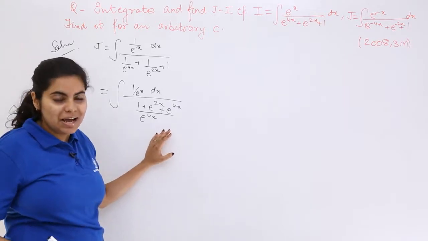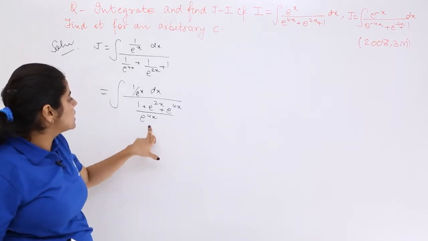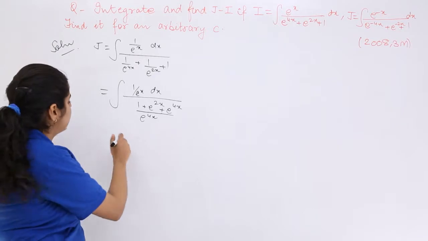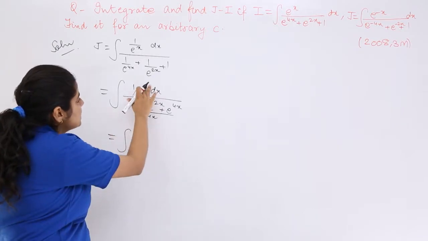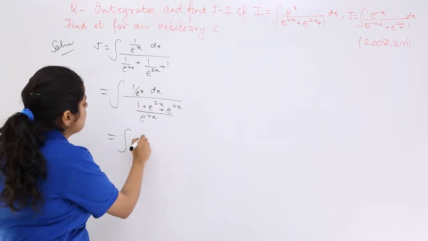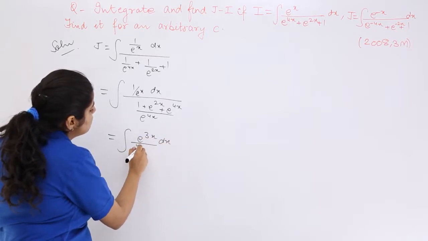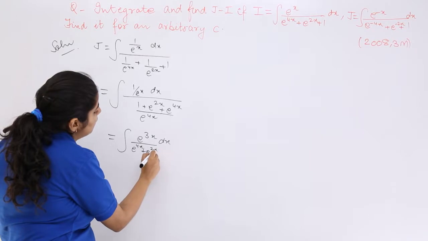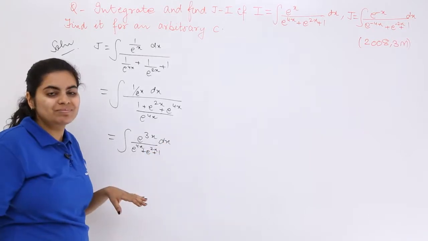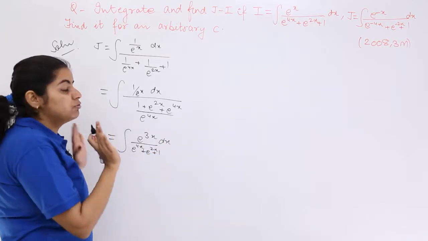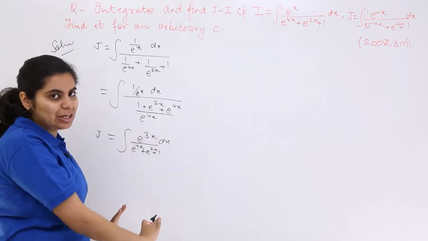Now see what can happen. I can see that this e raised to the power 4x goes to the numerator and it gets cancelled with this e raised to the power x, becomes e raised to the power 3x dx upon e raised to the power 4x plus e raised to the power 2x plus 1. Now this is your new J which will be used for the further part of the calculation.